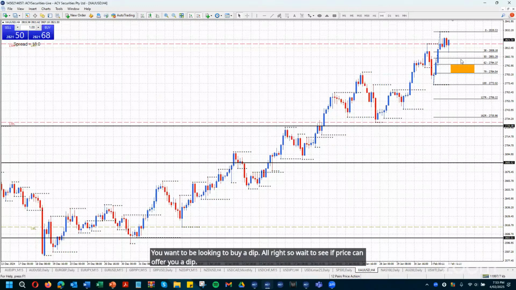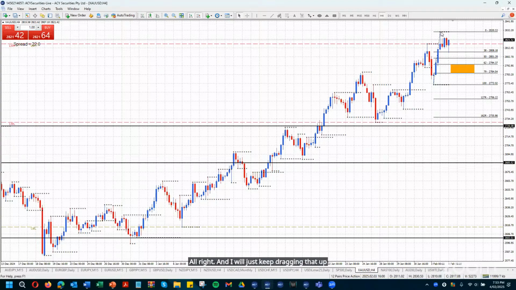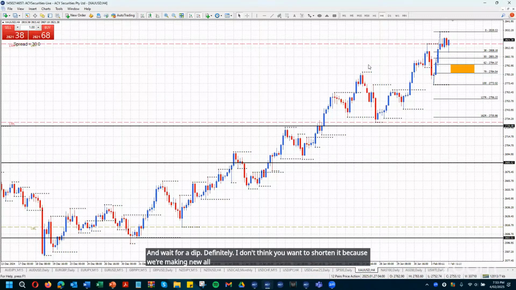All right, and I will just keep dragging that up if price keeps moving up and wait for a dip. Definitely, I don't think you want to be shorting it because we're making new all-time highs. So you just want to look for a logical dip with your strategy.